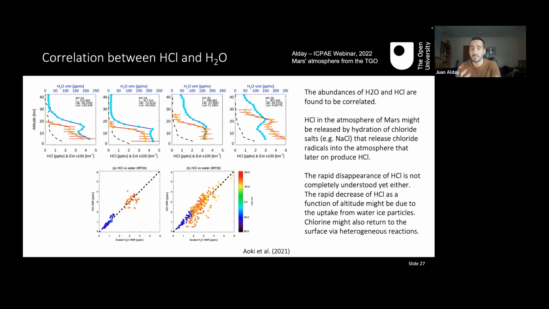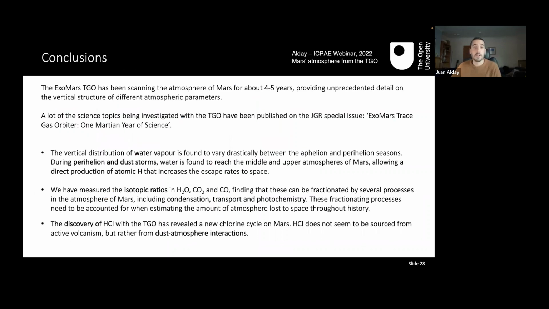It could also be heterogeneous processes in which chlorine comes back to the dust particles or to the surface. So I think that this is a topic with a lot of questions to answer, but I think that precisely makes it a very interesting and exciting topic to study. And now I will leave the conclusions here.